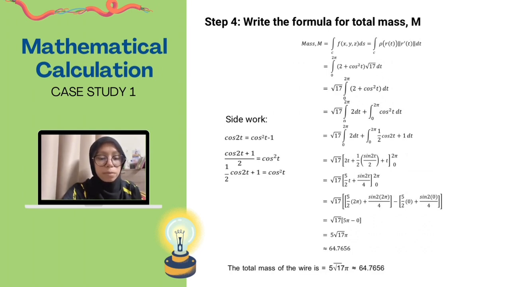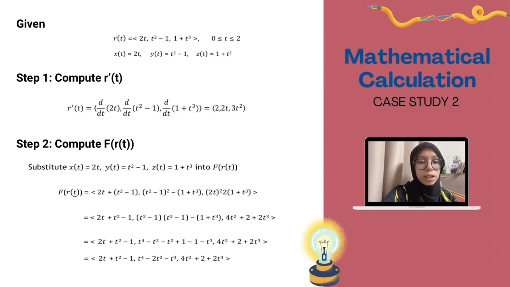64.7656, and the total mass of the wire is 5 root 17 pi, approximately 64.7656. Next, for mathematical calculations for case study 2.